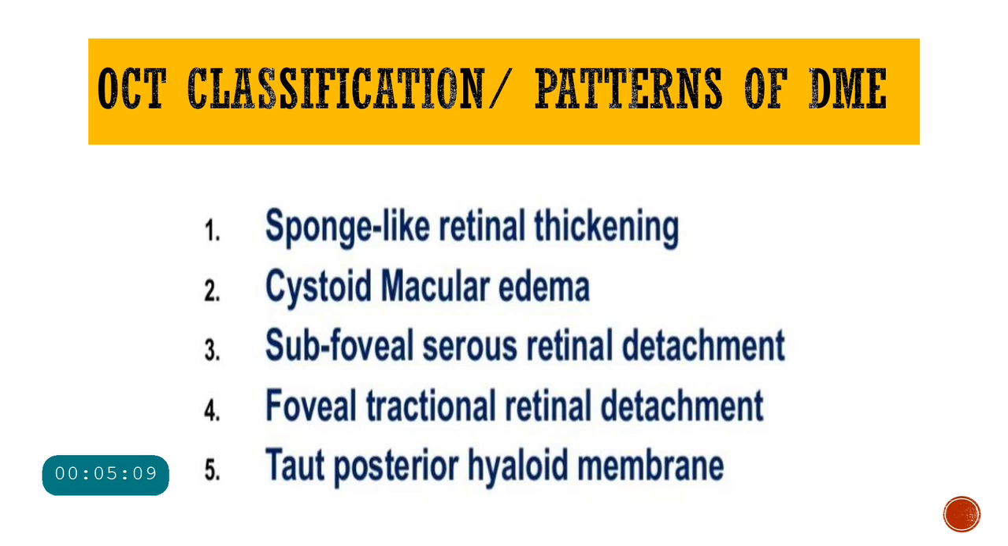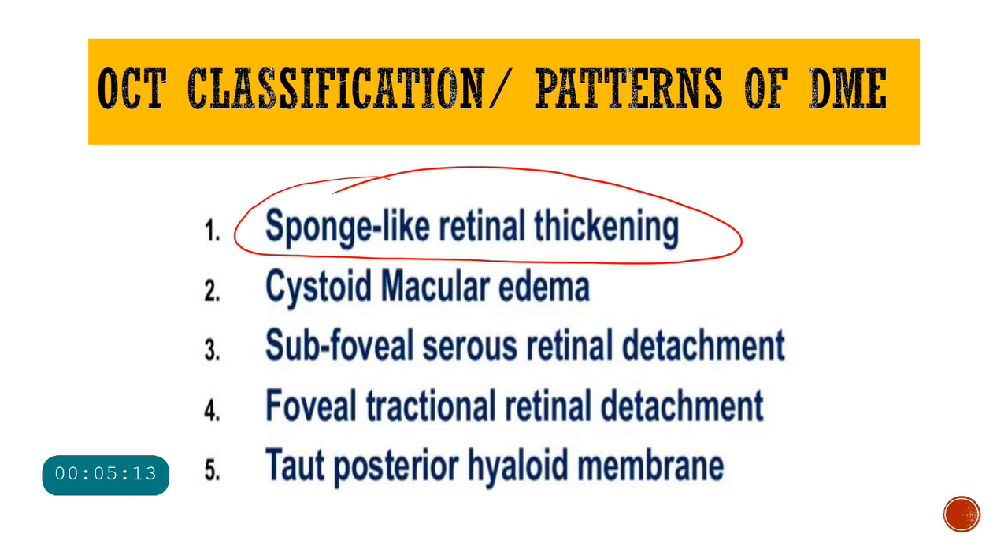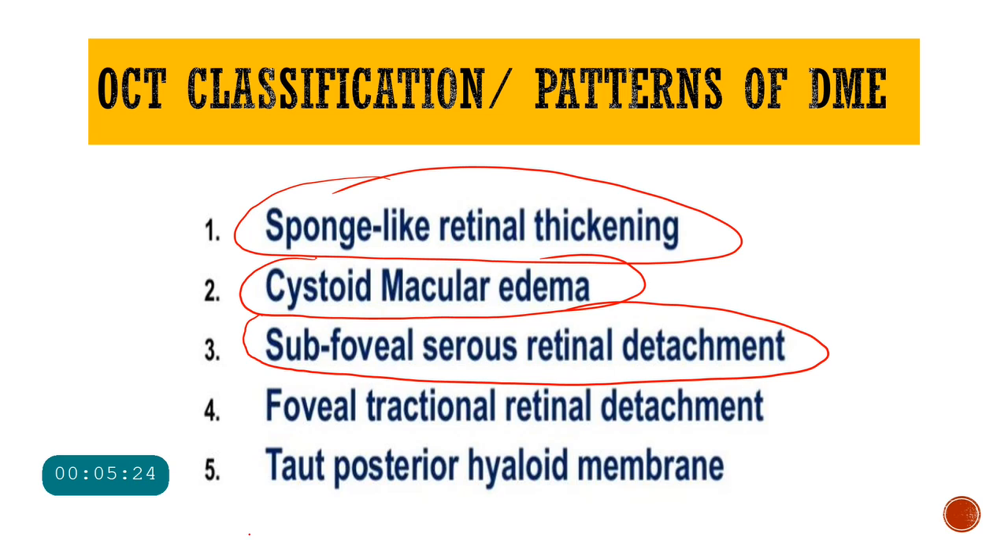So the diabetic macular edema could be a sponge-like retinal thickening which is called spongiform edema, or it could be cystoid macular edema which will have cysts. It could be in the form of subfoveal serous retinal detachment. It could be in the form of foveal tractional retinal detachment, or there could be a taut posterior hyaloid membrane.